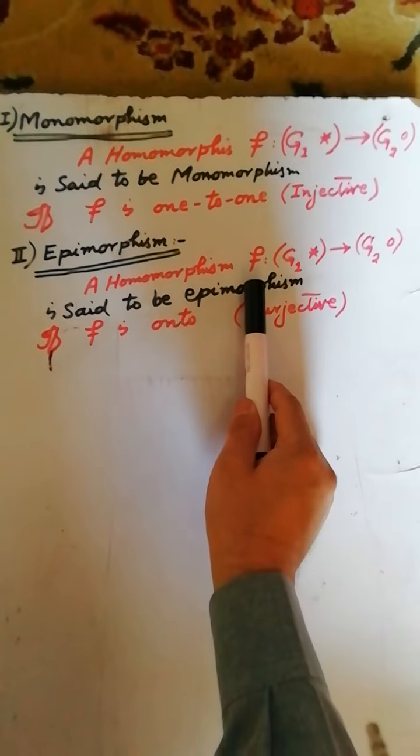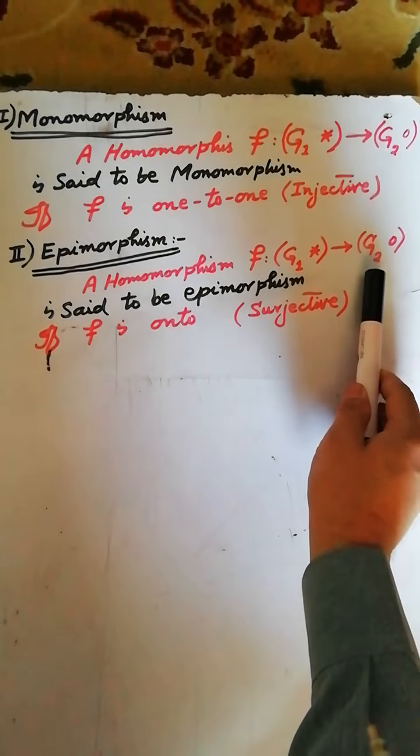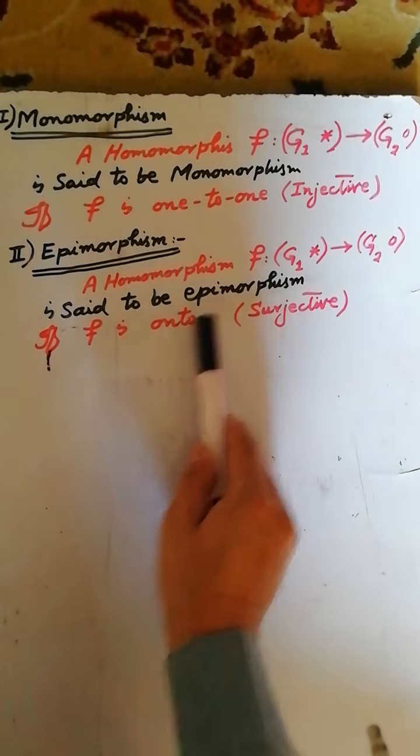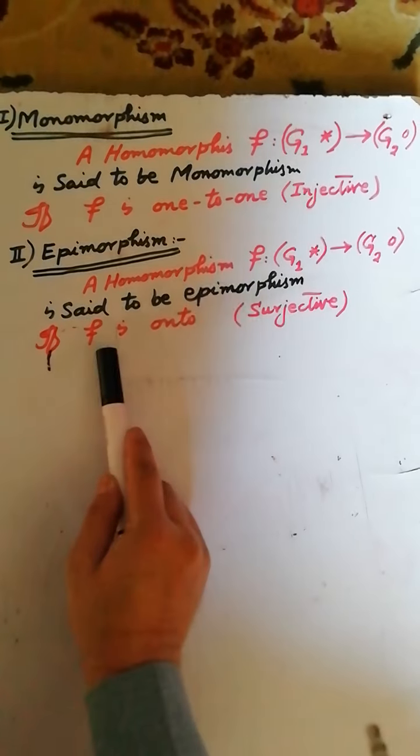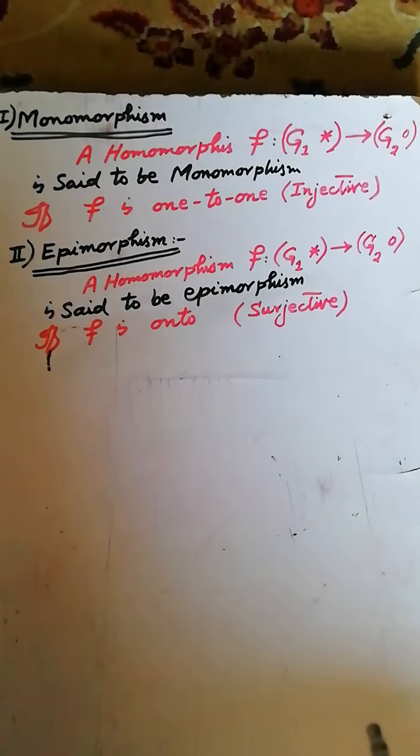Epimorphism. A homomorphism function f from the group G1 to the group G2 is said to be an epimorphism if the function f from G1 to G2 is an onto function.